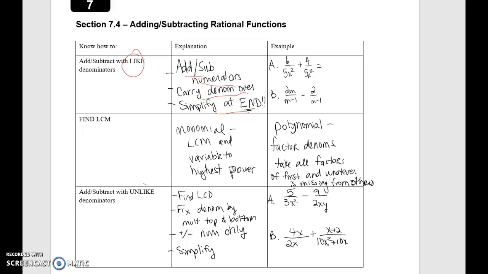Now, when we're adding and subtracting unlike denominators, we first need to find the least common multiple or the least common denominator. Try A and B.